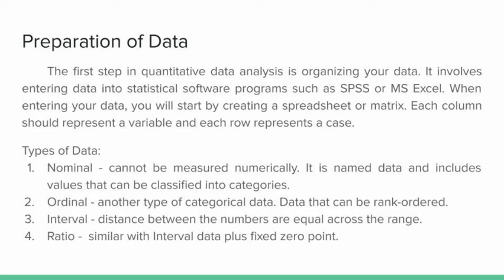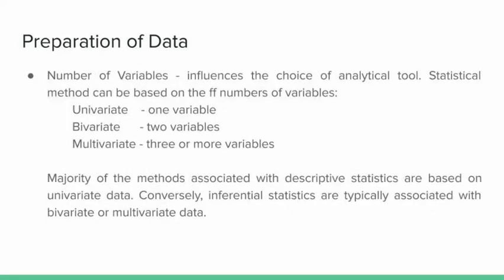We have to consider and identify what type of data we have. It can be nominal, ordinal, interval, or ratio. We also have to identify the number of variables because it influences the choice of analytical tool. A statistical method can be based on the following numbers of variables.